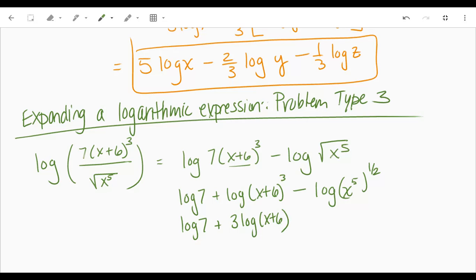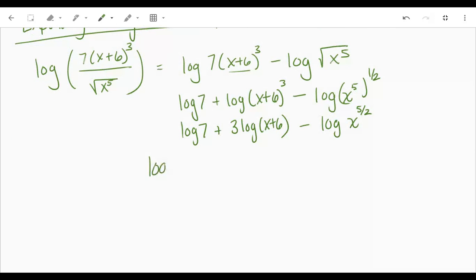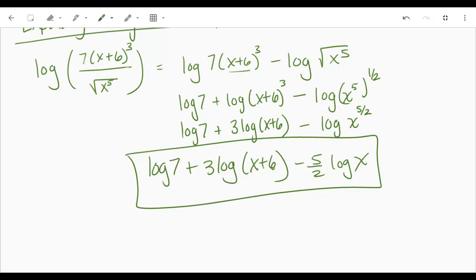And as much as we might want to, you can't split up that x plus 6 at all. If it was x times 6, you could, right? But you can't when it's addition. And then we've got some exponents going on here. Remember, your power of a power, that's just x to the 5/2. So once we pop that 5/2 out front, we're done. So we have log 7 plus 3 log x plus 6 minus 5/2 log x. That's it. Okay, we'll do another one of those, mostly because I like them.